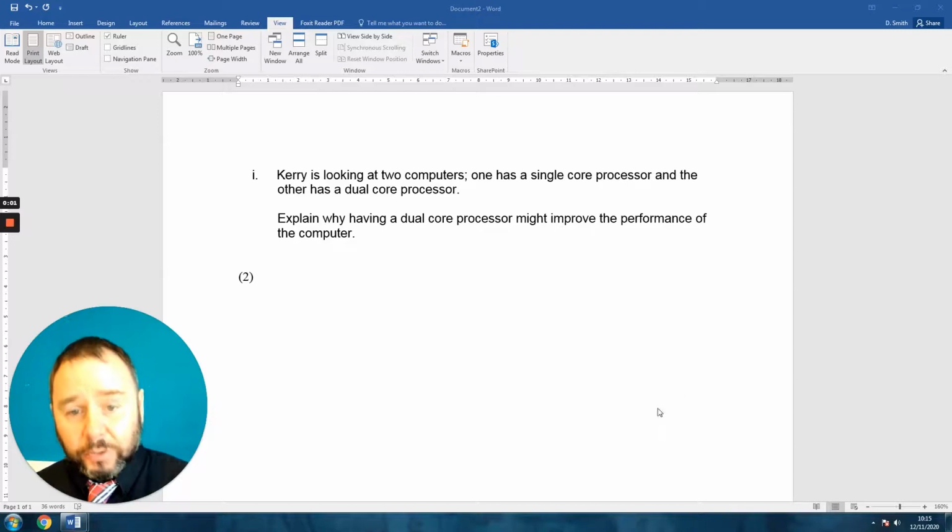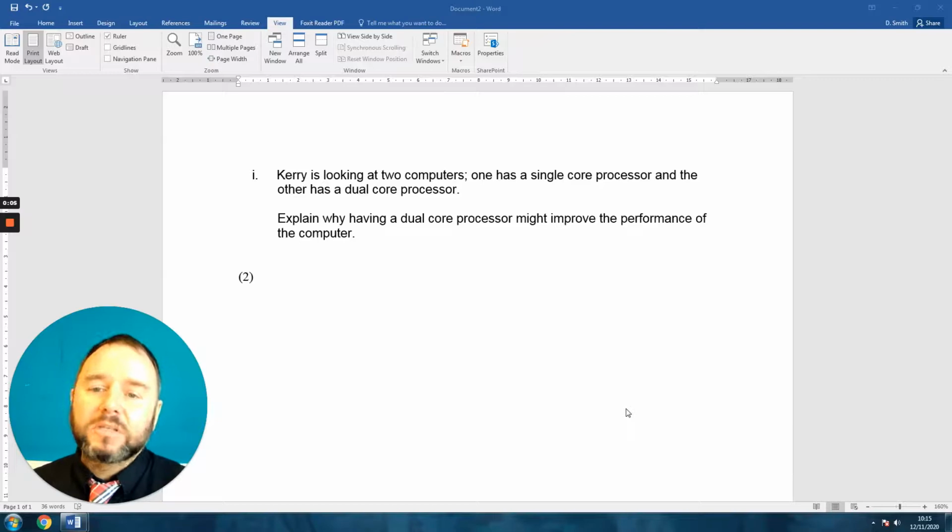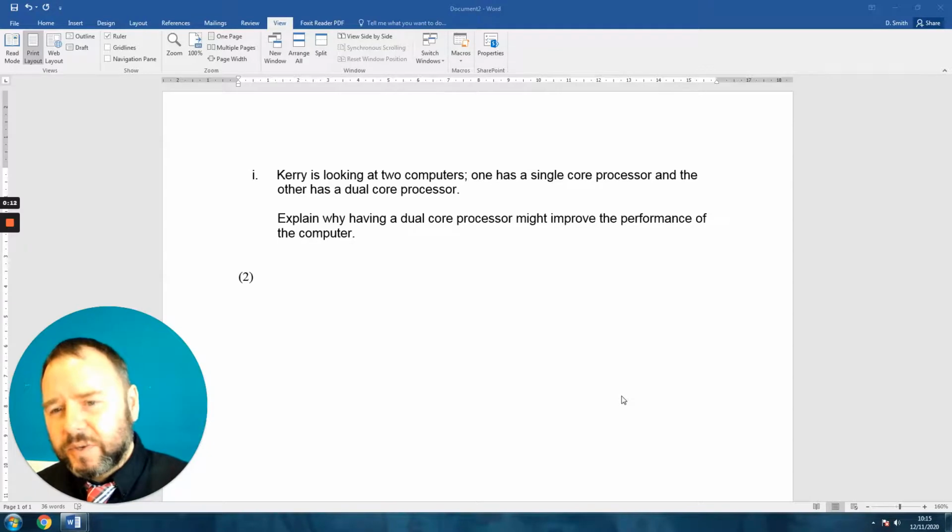Kerry is looking at two computers. One has a single core processor, the other has a dual core processor. Explain why having a dual core processor might improve the performance of the computer. So the thing to do here is, first of all, underline what's important in the question.